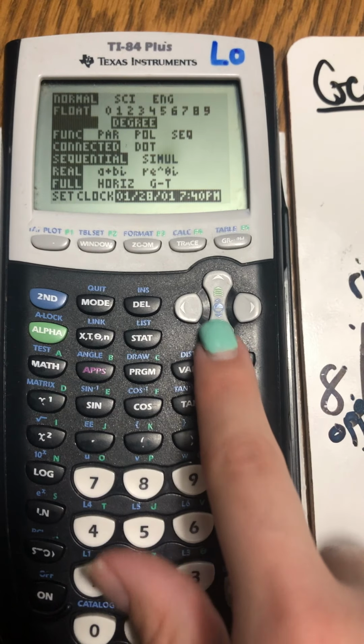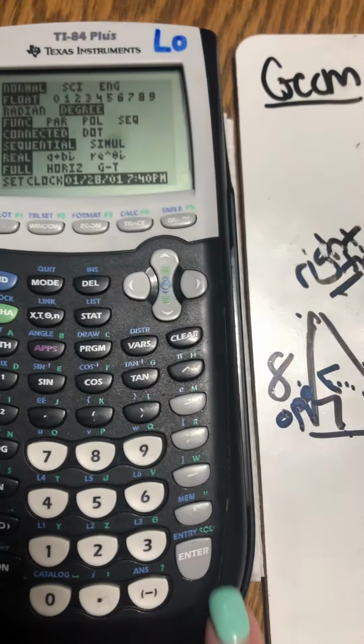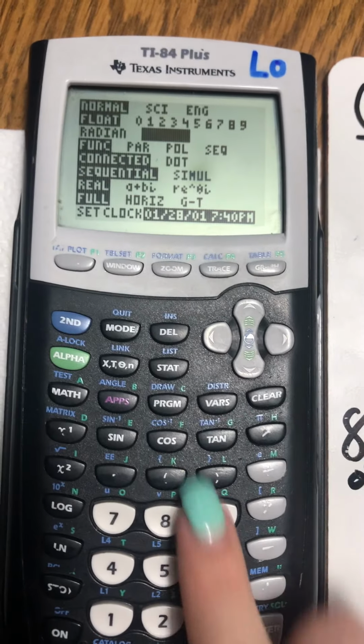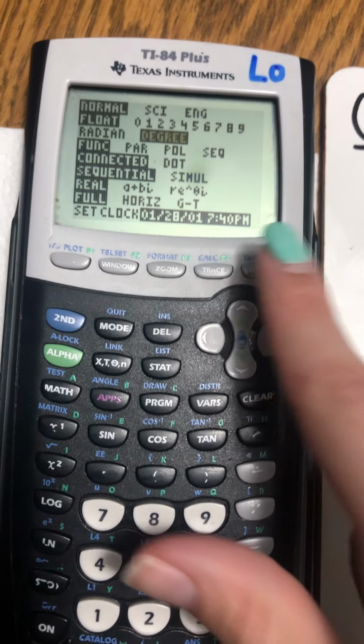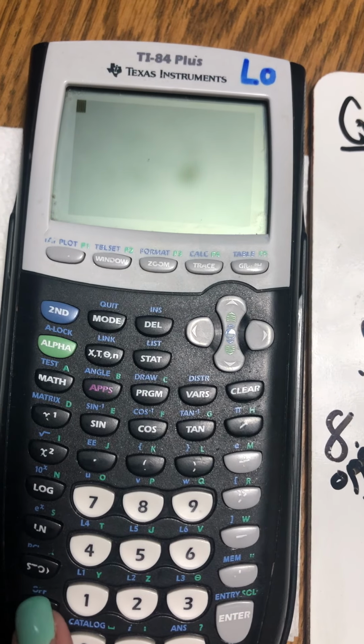Most of yours might be on radian, because mine was. Switch it to degree. You want the degree, because again, you're finding the degree of the right triangle. So we don't want radian, we want degree. Hit enter. Everything else should be fine. Go back to the main screen.